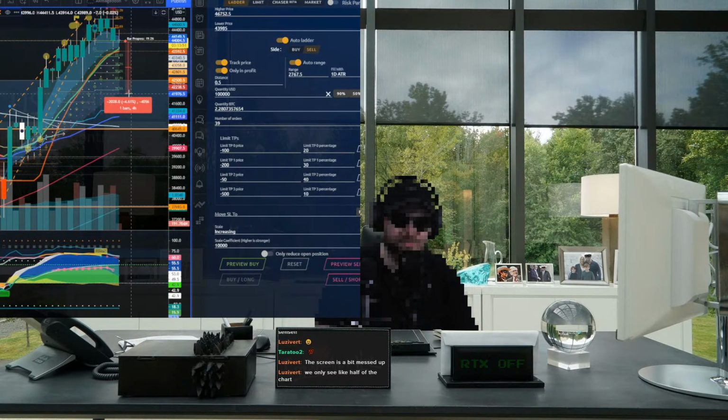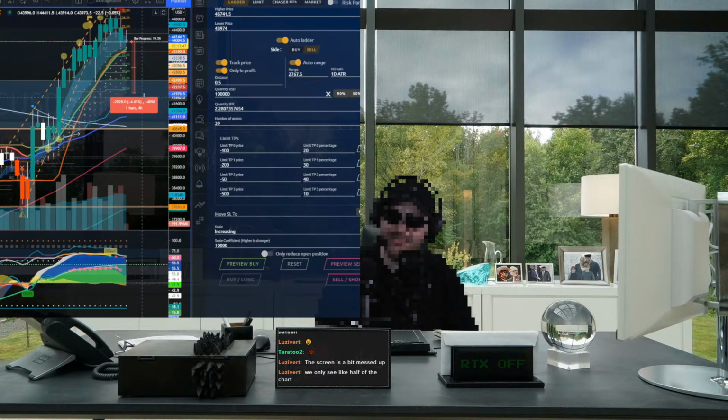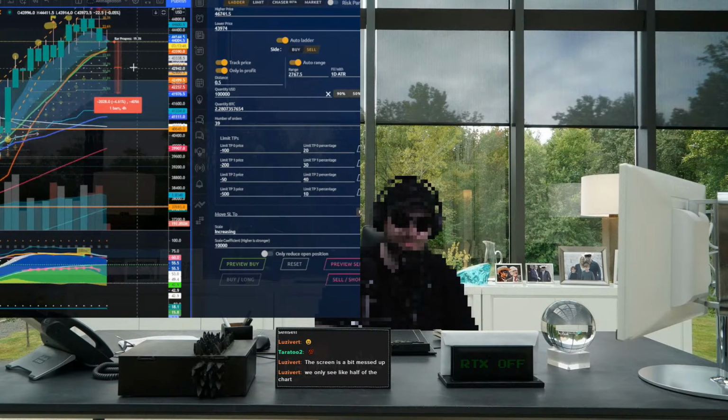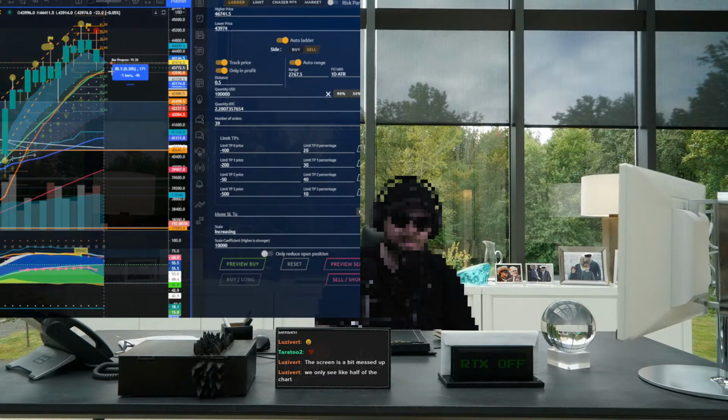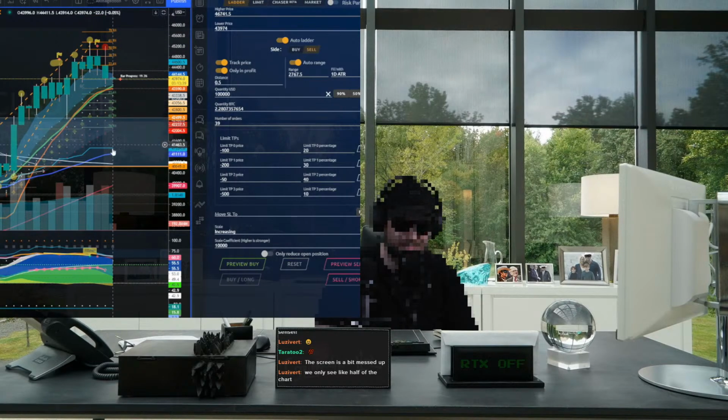Let it be swift. 2,000 points. That's about where we want to take profit. If you're short, I might as well take profit around there and then start buying into it, because we're going to have lots of volatility here.